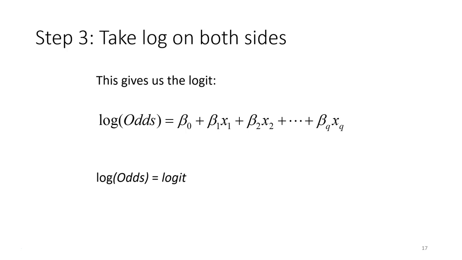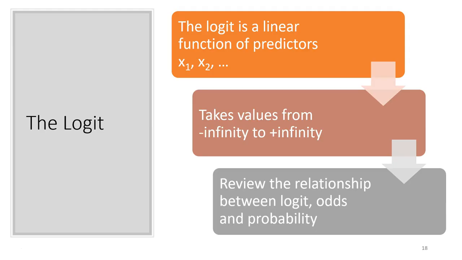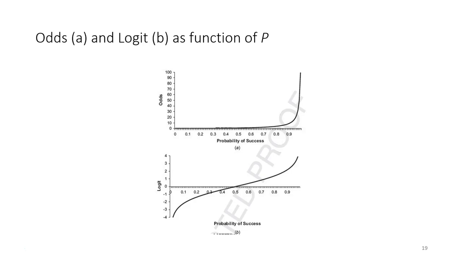So when we take the log of the odds and the log of the regression equation, that will end up giving us our logit function. The logit function is a linear function of the predictor that can be any numerical value. And so we need to be familiar with the relationship between the logit, odds, and the probability.